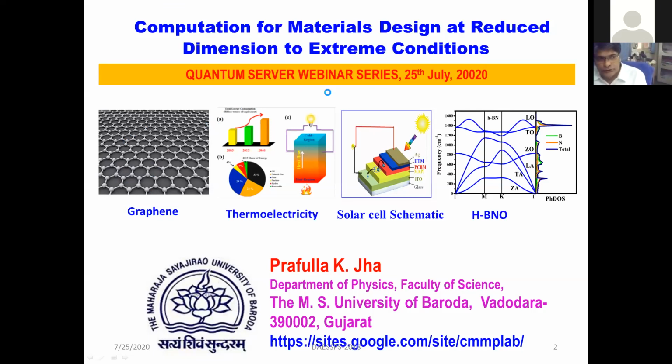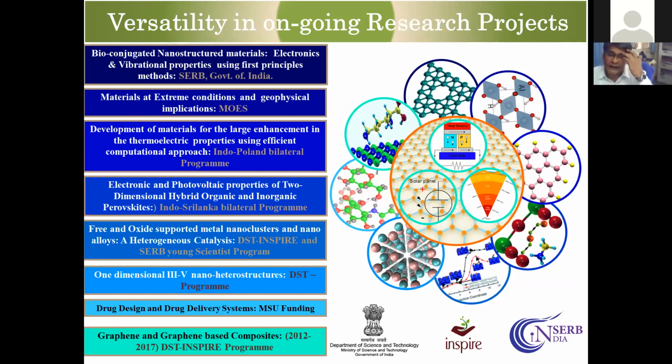Of course, it will not be possible to go into detail for everything, or maybe even for a few topics. So I am briefly mentioning the areas in which we are working. One area is bioconjugated nanostructure materials, where we use several two-dimensional materials for bioconjugation, and those systems are used right from detection and absorption, sensor applications, to neurotransmitters and other things.